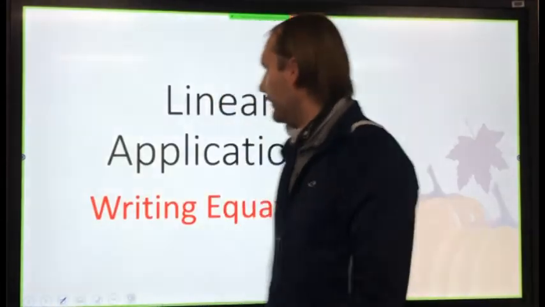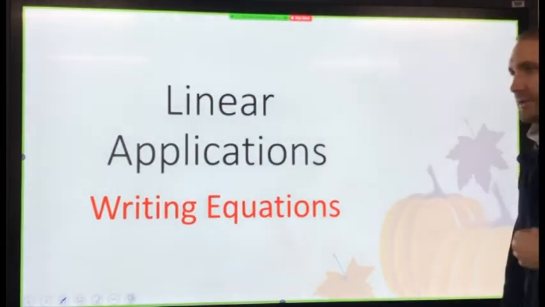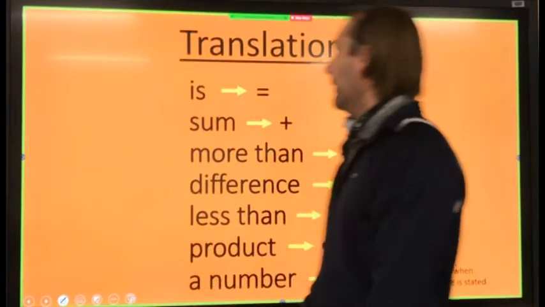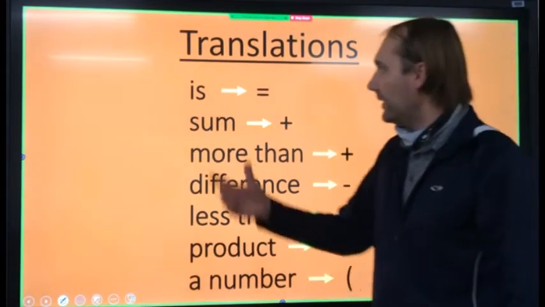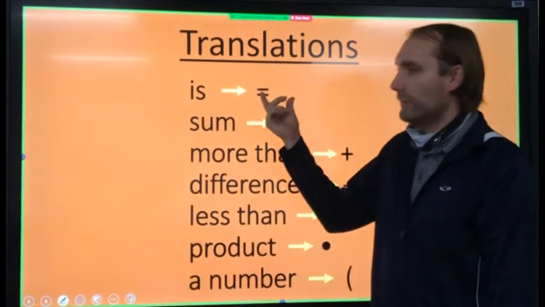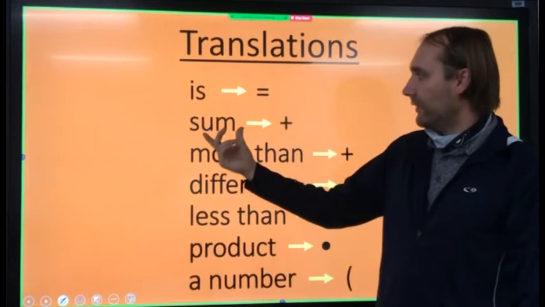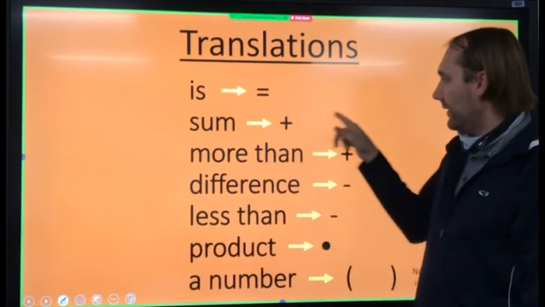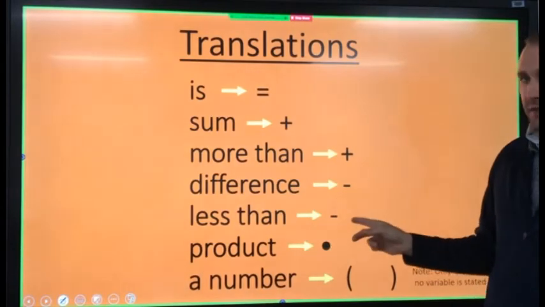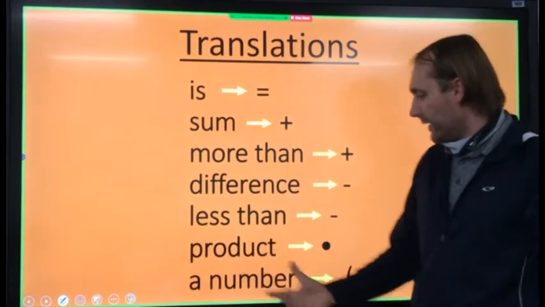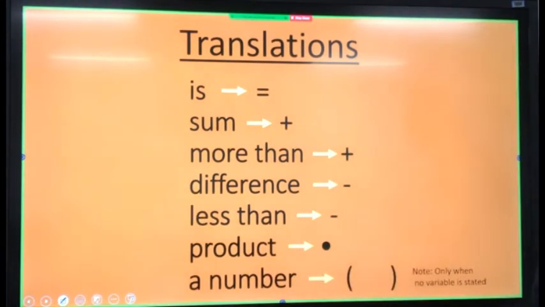I want to go ahead and talk about linear applications, writing equations. First, let me go over some translations. In English, if you see is, that's the same as the equal sign in math. If you hear the word sum or more than, that's going to be addition. Difference, less than, think subtraction. If you see the word product, multiplication.